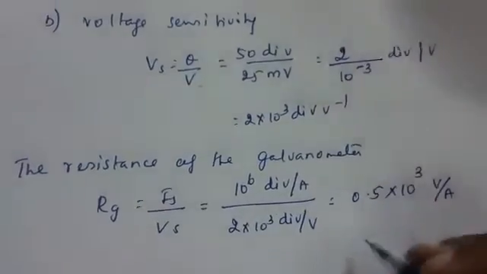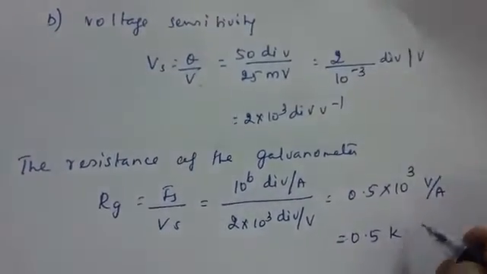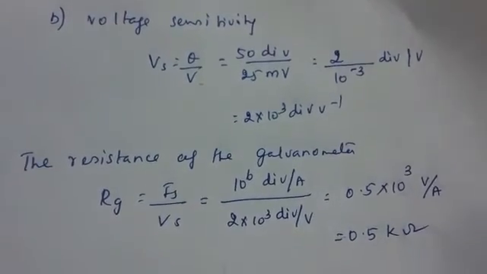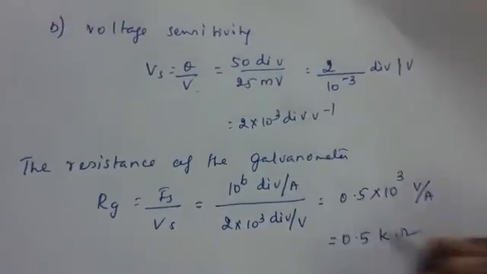Division will cancel. So we can write 0.5 kilo ohm. Voltage by ampere is resistance. Resistance unit is ohm. So it is 0.5 kilo ohm. So that is the resistance of the galvanometer.